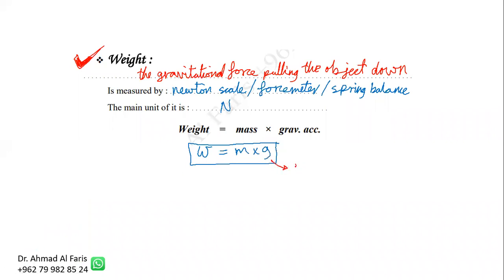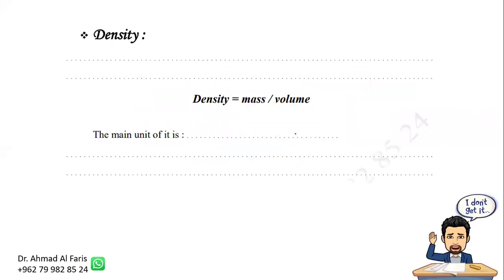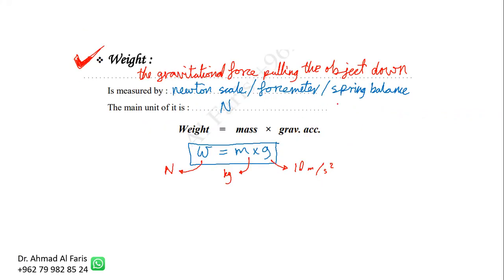The gravitational acceleration here on Earth is 10 meters per second squared, and the mass is supposed to be in kilograms, and the weight will be in what? In newtons. That means our weight changes according to the position.